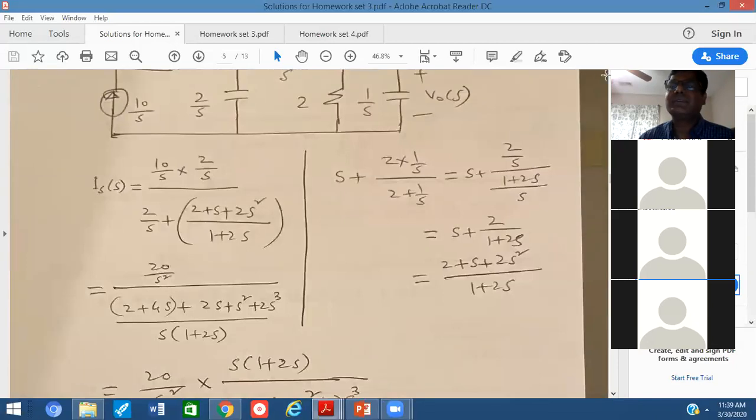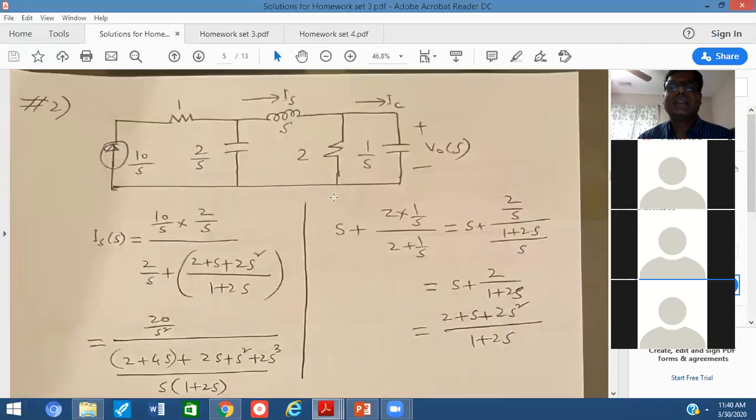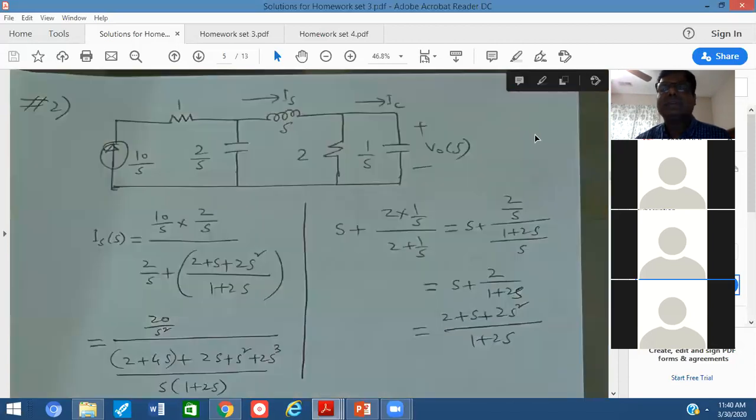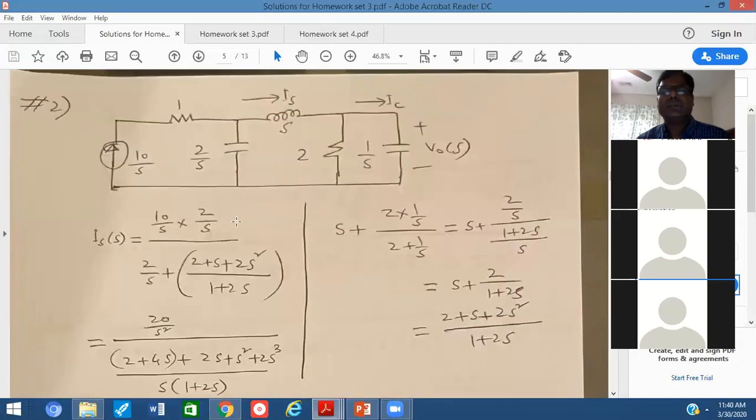Now see number 2. In this case, again, the question is, what's V naught of S? So this is the Laplace equivalent circuit for that problem. So what I am doing here, first on the right side, these two are in parallel. 1 over S and 2, these are in parallel.